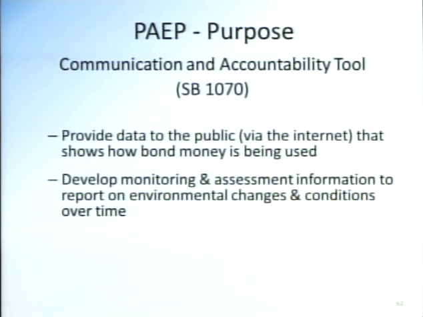Another really important part is that it's a communication tool to the taxpayers that are supporting the project. SB 1070 created the Water Quality Monitoring Council and also had requirements for state agencies like the Water Board that administer these grants to make sure that we're making the public aware of the effectiveness and the benefits of these projects that we're funding, and also to ensure that any of that monitoring data is available to the public.